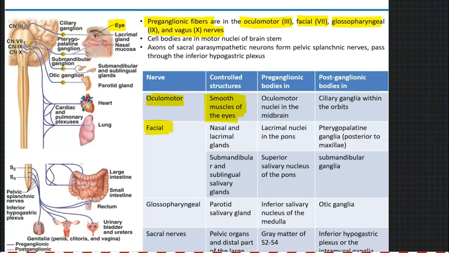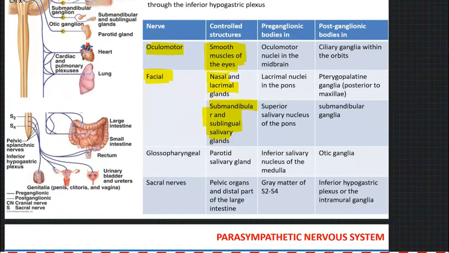Facial nerve. Glands in the face. We talked about it. Nasal glands, snot. Lacrimal glands, that's tears. And 2 salivary glands. Clear? Did I highlight any locations for preganglionic bodies? No. What about postganglionic bodies? Will I ask those things? No, I will not.